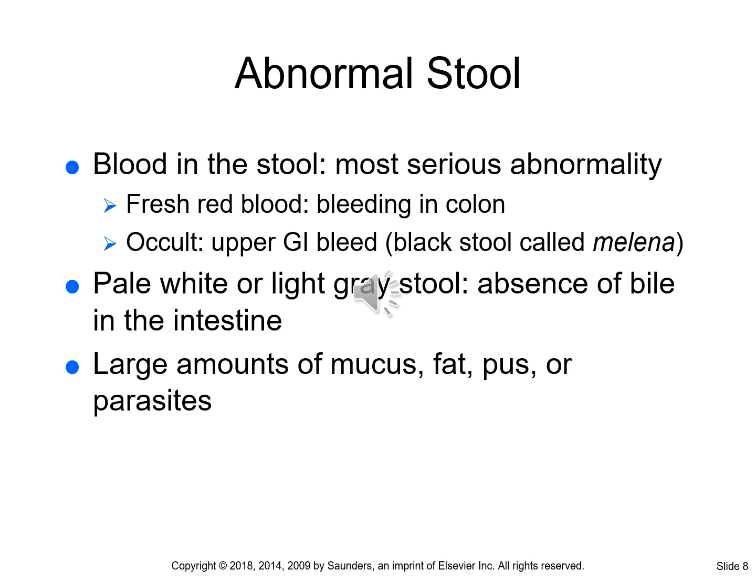Abnormal will also be a pale white, light gray stool. That could be an indication of absence of bile. Because remember, we said the bile is what gives the stool its color and it helps to break down the fat in the stool. So if you don't have that, you could have that light gray, clay colored looking stool. Large amounts of mucus, fat, pus, or parasites should not be in the stool either.